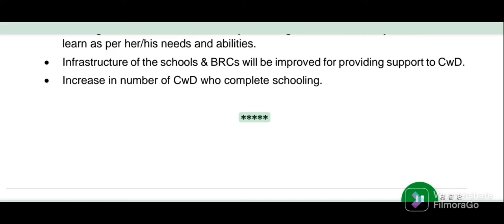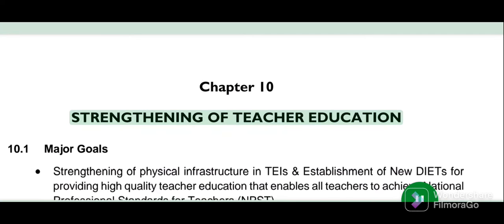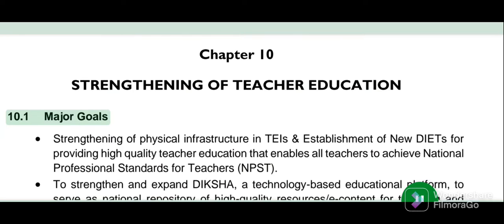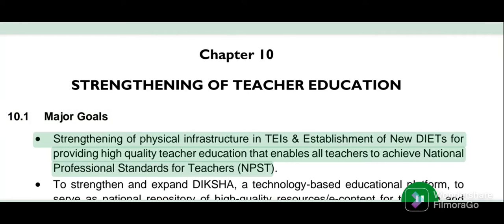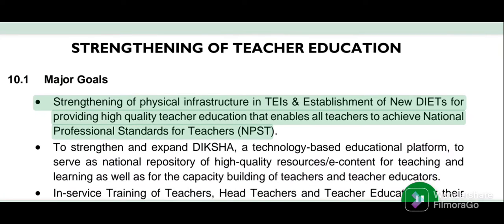153 PAGA. Chapter 10. Strengthening of teacher education. 10.1 Major goals. Strengthening of physical infrastructure in TEIs and establishment of new DIETs for providing high-quality teacher education that enables all teachers to achieve National Professional Standards for Teachers (NPST).